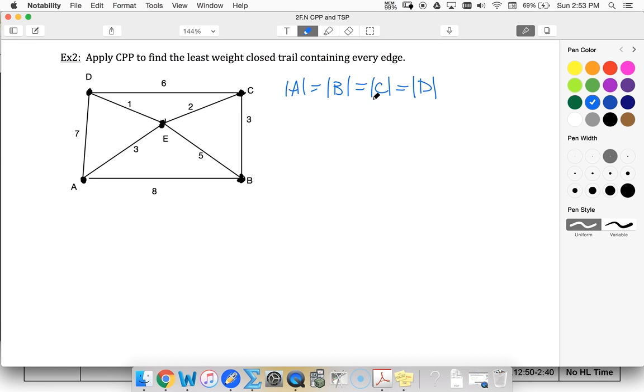E has degree 4 though. So these are my odd vertices. So that means I want to look for the pairings of all of them.